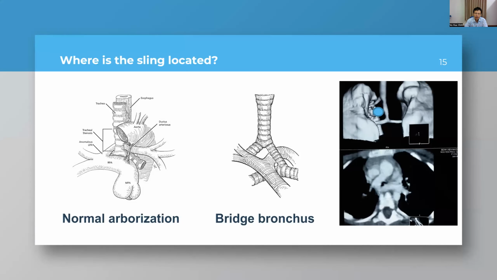So where is the sling located? The sling of the pulmonary artery, either in normal abrasion or in bridge bronchus, is always above the lower carina. So it's just above the carina. And it becomes narrowed. So you can see in the CT image on the right hand.